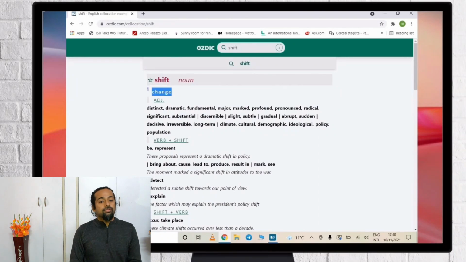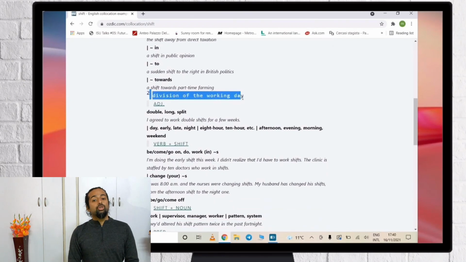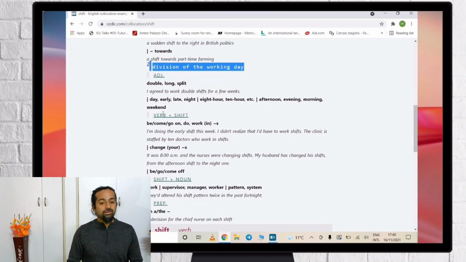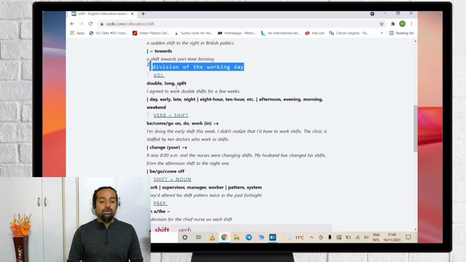Now, see, for shift we get so many different sentences. So it is showing different meanings which the word has. This is one division of the working day. Okay, night shift, day shift, right? Adjective parts, see here. Then also we get the verb part, the noun, the preposition of the same word shift. You can say double shift, long shift, split shift. I agreed to work double shift for weekdays.